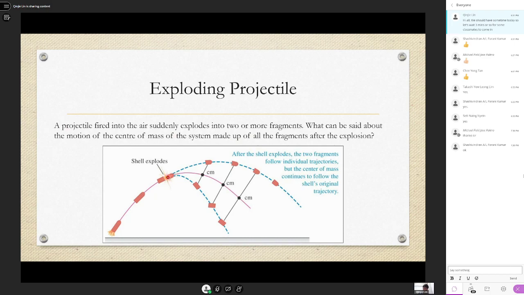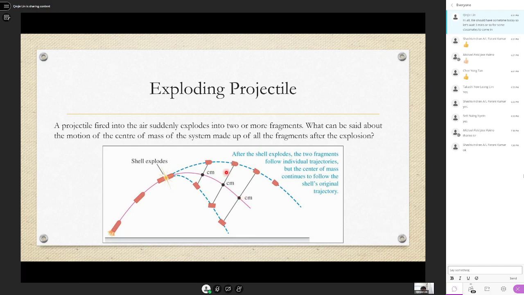So if it explodes, this one will have a new trajectory, correct? Then the other piece also has its own trajectory. But at any point, you see this is the first instant. One is here, one is here. What is the CM in between the two of them? Then the next instant, one is here, one is here. The CM is in between the two of them, and so on. So at any point of time, with the two particles, there will be a CM in between.